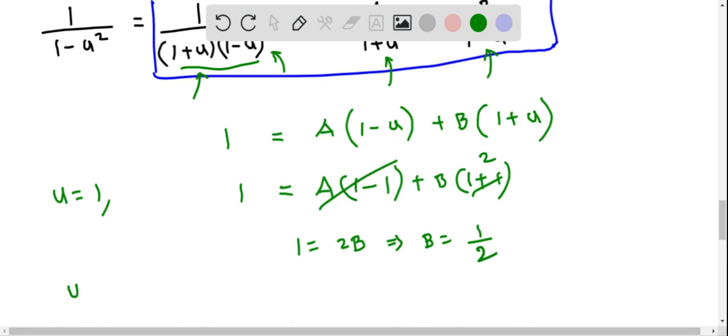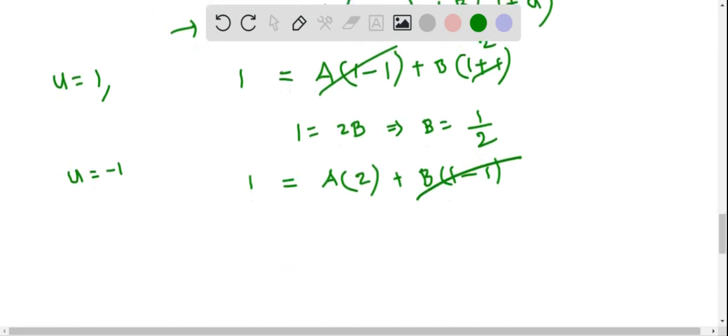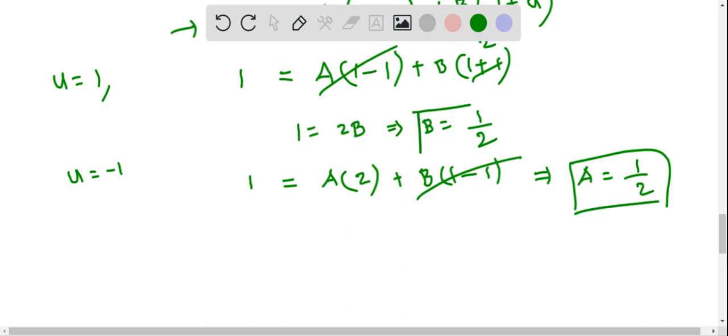Now let me let u equal to negative 1 in this equation. So I get 1 equals A times 1 minus negative 1. So basically this is 1 plus 1, which is 2. So I replace this as 2A plus B times 1 minus 1, so basically the B term becomes 0. So we can solve for A from this, that is 2A equals 1. So A equals half.